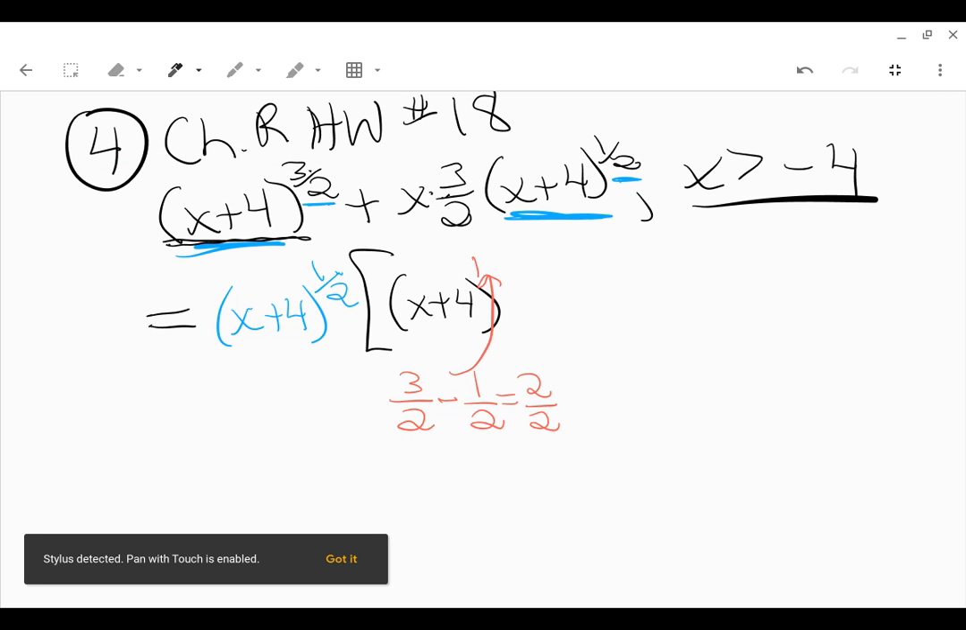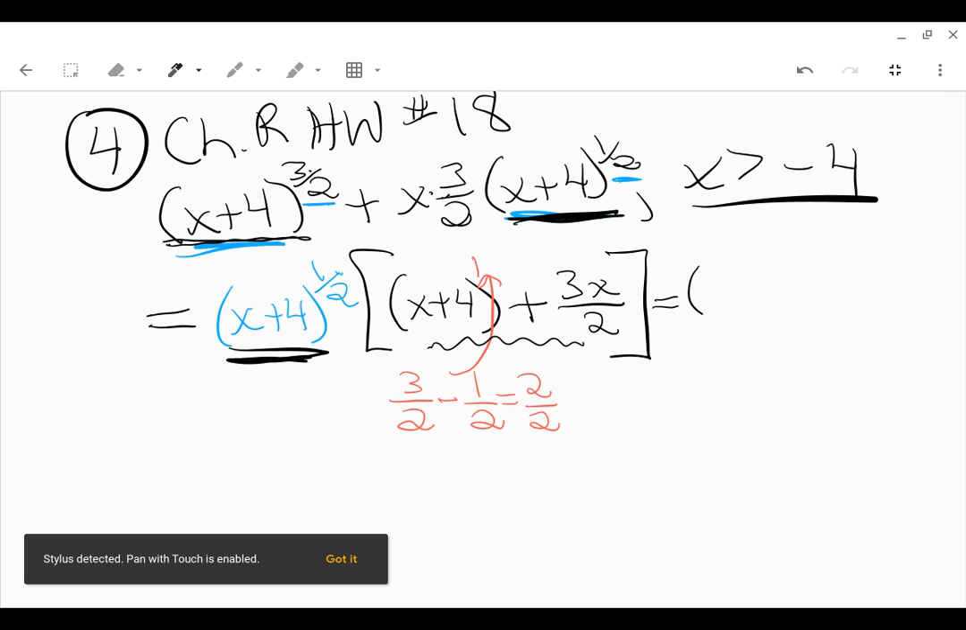Now we've got plus x times 3/2. So I'm going to go ahead and multiply straight across. So that's 3 times x over 1 times 2. So I'll just write that as 3x over 2. And then here, x plus 4 to the 1/2, that's exactly what was factored out. So there is no power of x plus 4 left over from that term. So that's it for this expression. So we've got x plus 4 factored out. Now what we need to do is combine the terms that are inside the brackets here. So that's an added step in this problem.